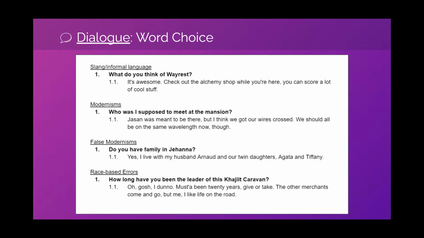Player asks, "What do you think of Wayrest?" And the NPC answers, "It's awesome. Check out the alchemy shop while you're here. You can score a lot of cool stuff."